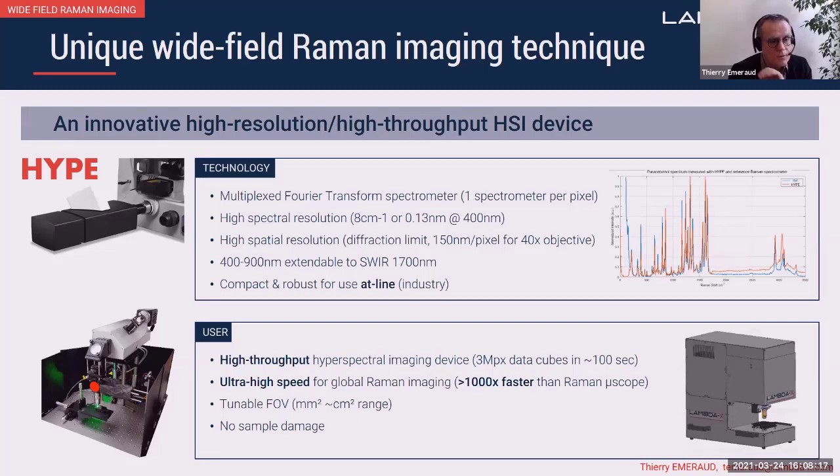And basically, you can see the spectral resolution. We can go down to 8 centimeter minus 1 or less, around 0.13 nanometer at 400 nanometer, and this high spectral resolution opens the way for us to address Raman imaging applications. And actually, we have compared the resolution of our instrument with a reference Raman microscope of the market, on a paracetamol molecule, and we have been able to get the same resolution as the reference Raman microscope.